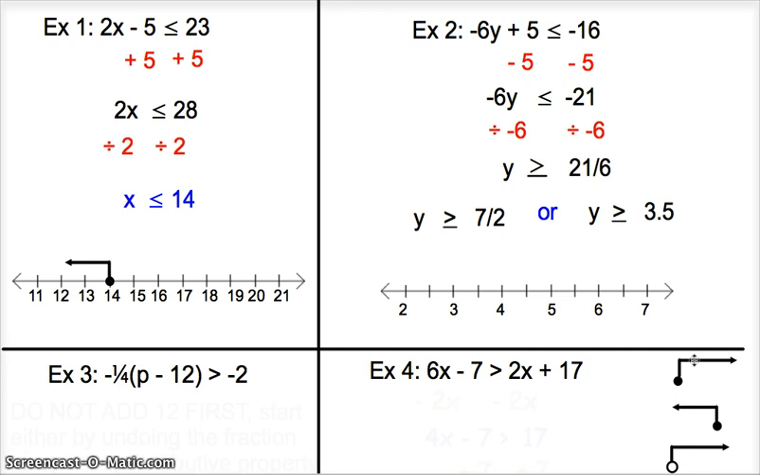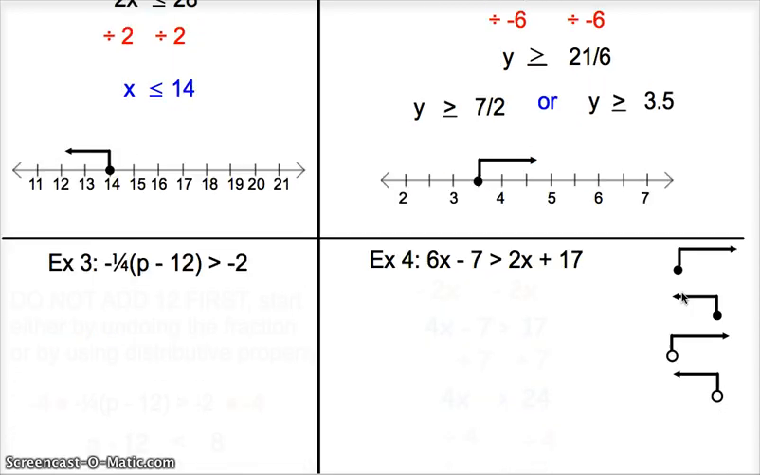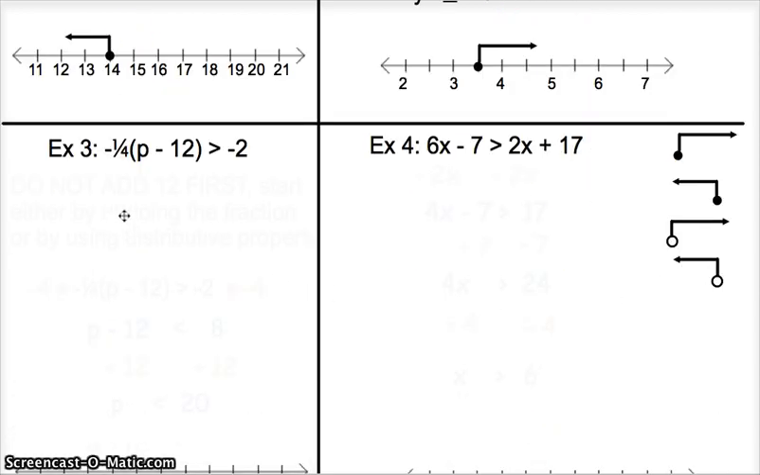Then let's go graph that. The values that make this true are greater than or equal to 3.5, so a closed dot, and to the right. All of these numbers over here are going to make this true, and it goes on forever.